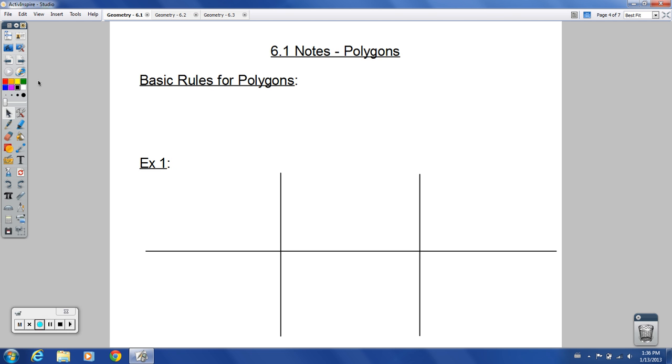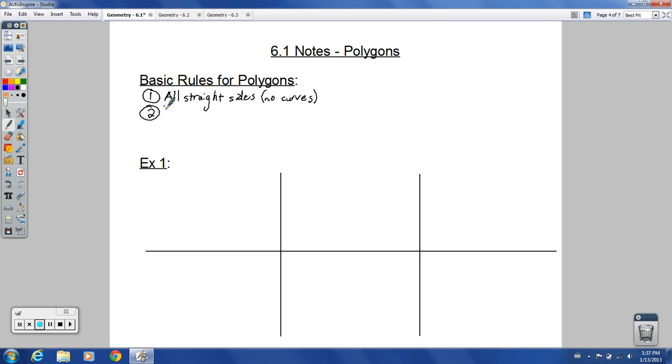Let's see what we have for basic rules for polygons. What makes a polygon? What is a polygon? One thing that you have to have with a polygon is all straight sides. So you have to have all segments, in other words. I'll write that as all straight sides. The sides are the segments. In other words, you have no curves. No curves are allowed in these shapes.